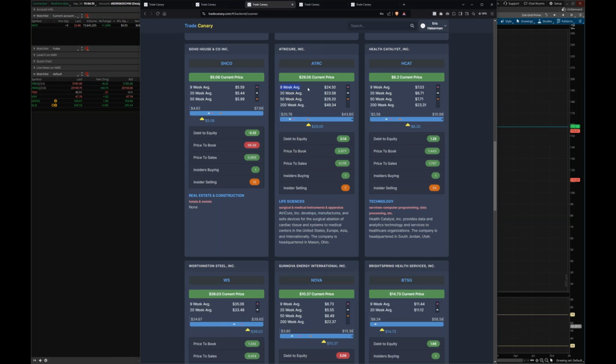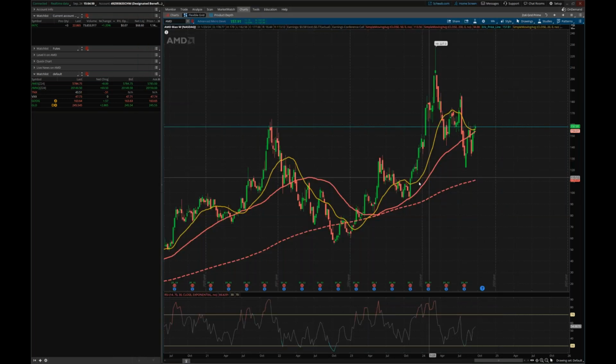Okay, so our 9-week average, 24.50. It is pointing up, and it is the purple caret. So here's our price, right? So current price, 29.05. 9-week average pointing up. So that means the average price is moving up. If you think about this period right here, right? So here's the 20-week. It's moving up.